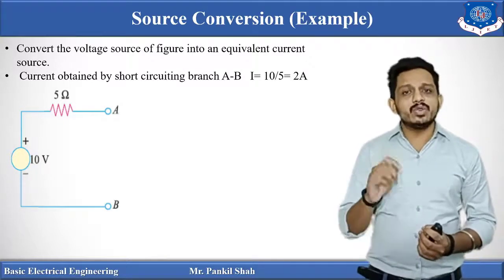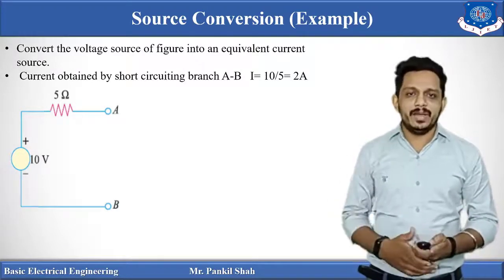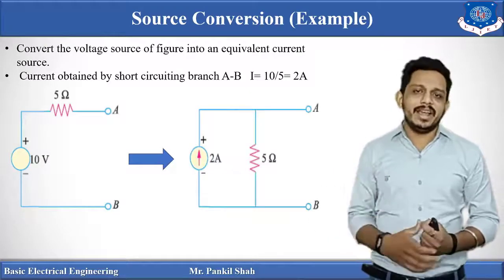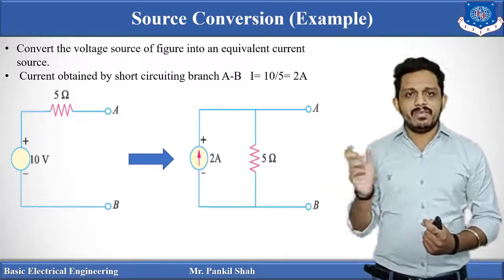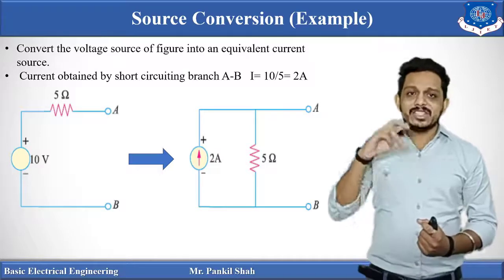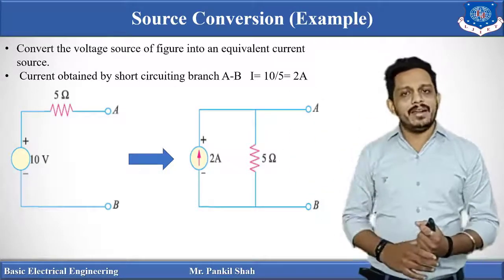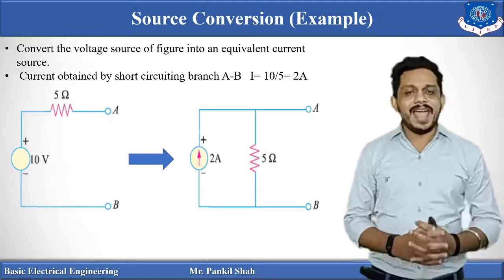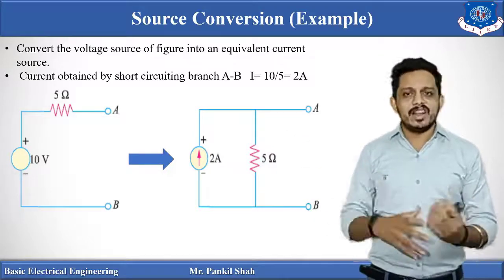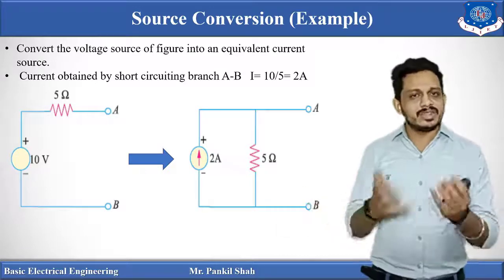So our current source will have the value of 2 ampere, and the current source is drawn like this. There will be one current source having value 2 ampere, and the resistance 5 ohm, which was first connected in series, is now just connected in parallel. And the terminals A and B will be connected as well. So this means we can transform voltage source into the current source like this.